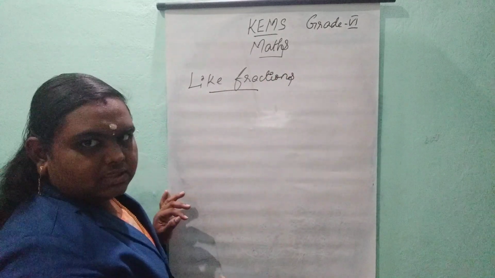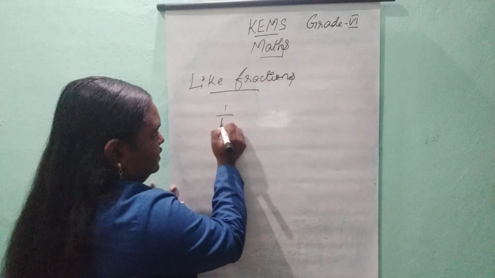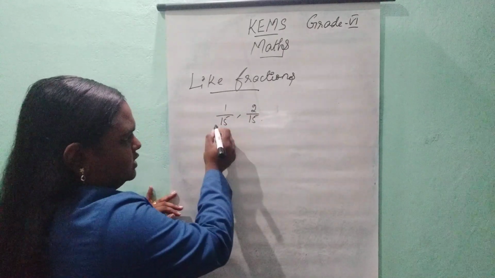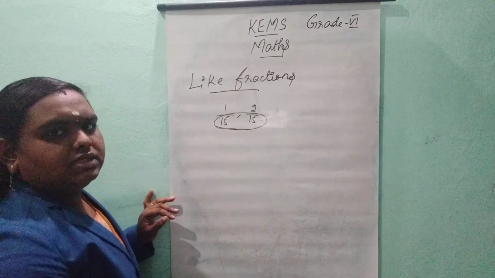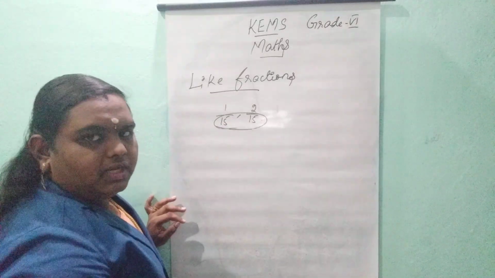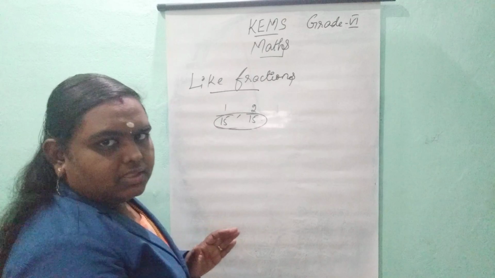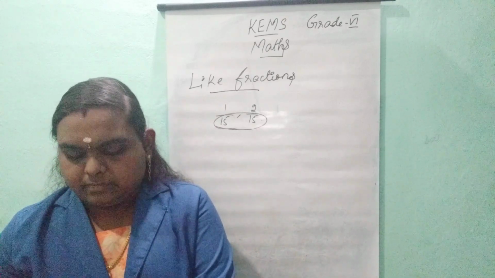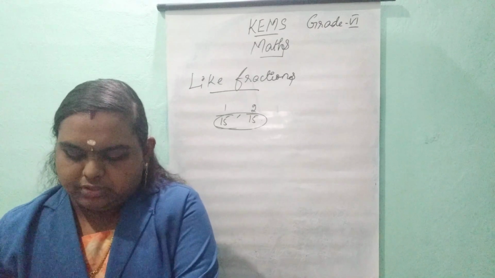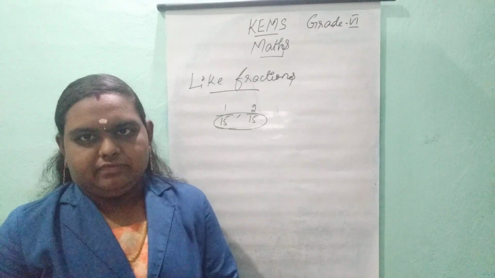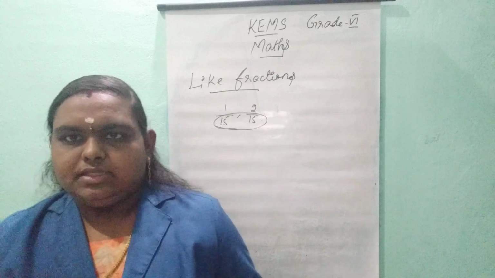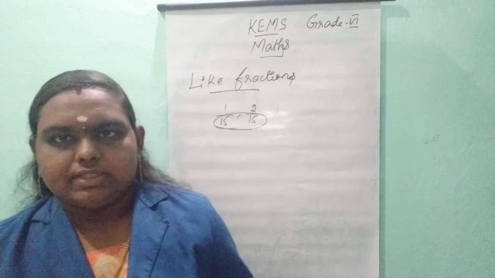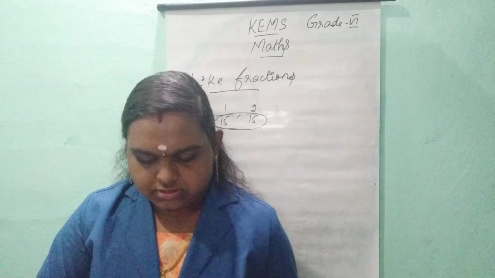Like fractions is nothing but, if you are taking two numbers, 1 by 15, 2 by 15, with the same denominators, that is known as like fractions. If you are having fractions with the same denominators, that is known as like fractions. So 1 by 15, 2 by 15, 3 by 15, 4 by 15, like that. If you have the same denominators, we can call them like fractions. Okay.